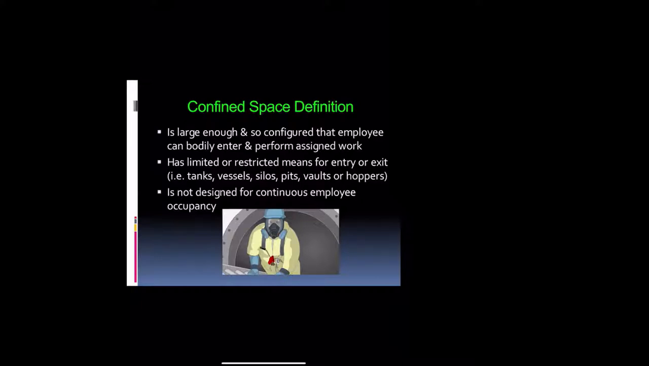And then the final definition, it says it's not designed for continuous employee occupancy. Basically, they're telling you it's not designed for you to live in. Your home would not be considered a confined space because it's designed for you to live in. Now, if this space had a bathroom and a kitchen and a bed, then you may be looking back at, well, this is designed for it to be lived in. It's no longer a confined space. As long as you identify and say yes to all three, you are now working within a confined space.